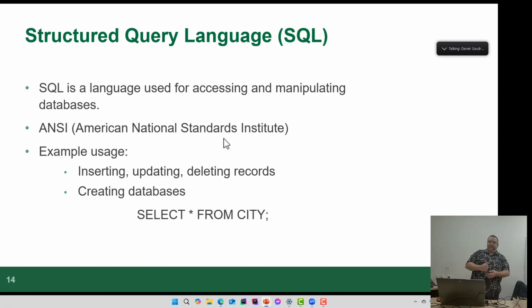And there's an example on the slide, select star from city. You'll be learning more about that particular statement in 2 weeks. But you could read this as an English statement, as in select everything from city. It's very English in the way it's written.